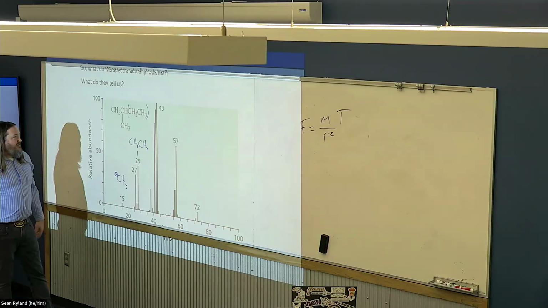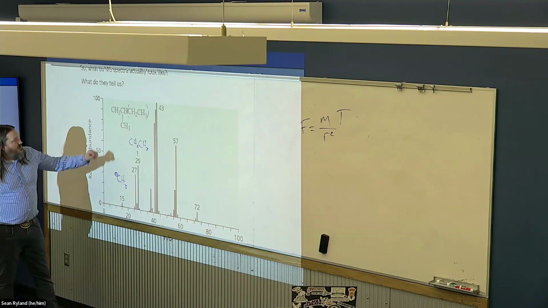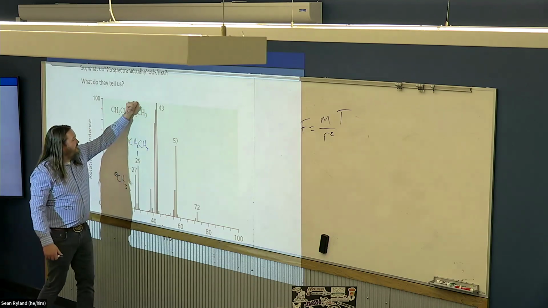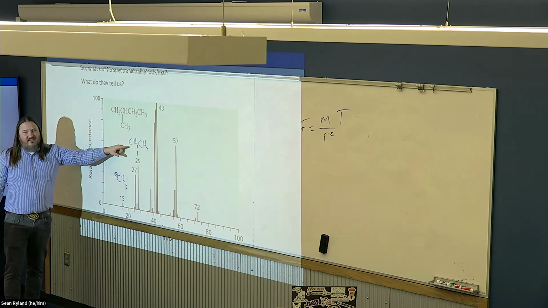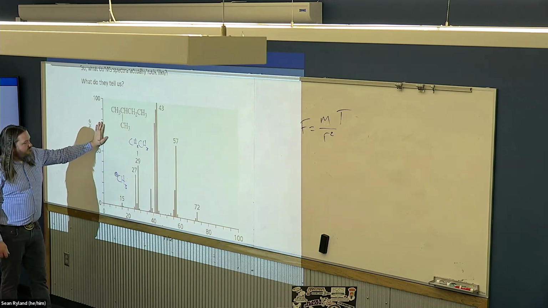Oh, okay, that makes sense. What's going on with the 27 then? It would be like C2H3, right? It could be C2H3, but that doesn't seem like that's super stable, right? So what is? That's a pretty prevalent line.